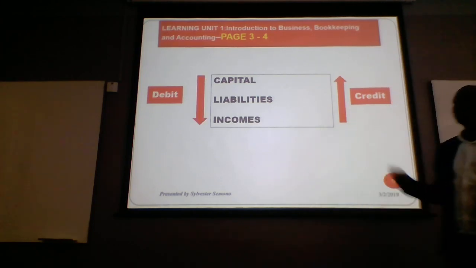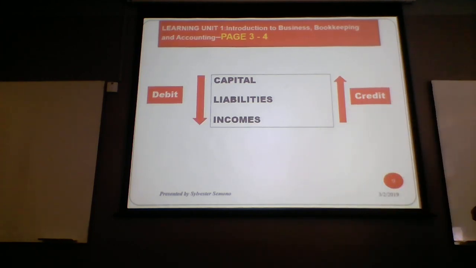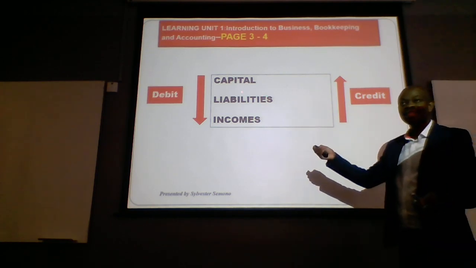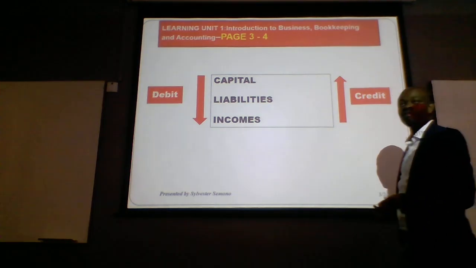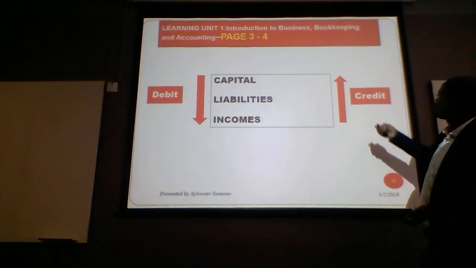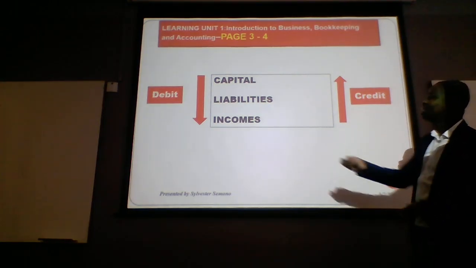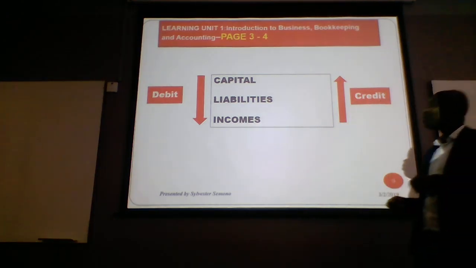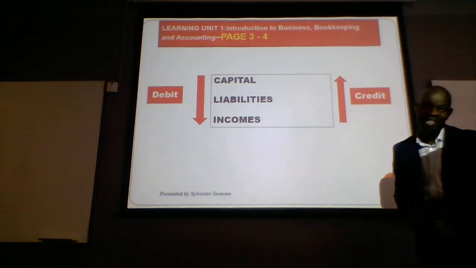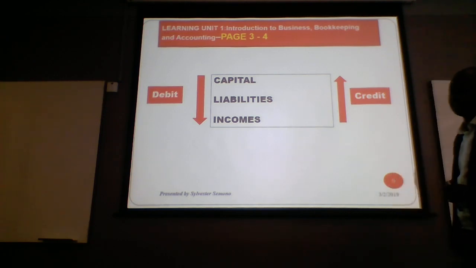The other groups will be grouped together. It's the opposite of the first group. I've got capital, I've got liabilities, I've got what? They all behave the same. They all increase on the credit side and they decrease on the debit side. So again, you can write these boxes before you start your assessment. They can help you a lot.